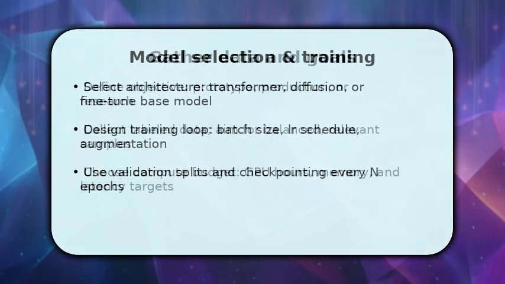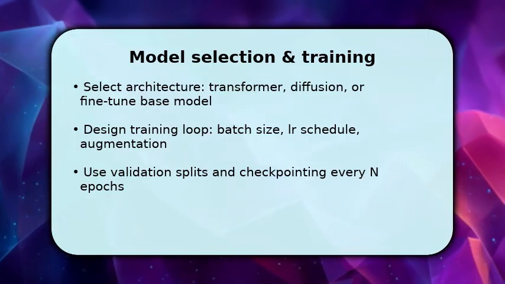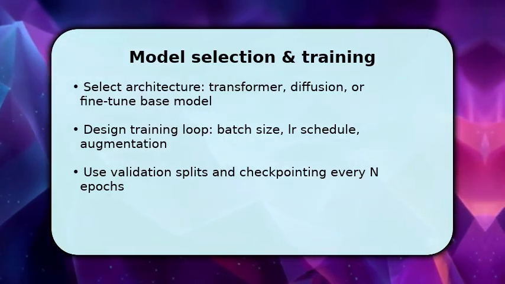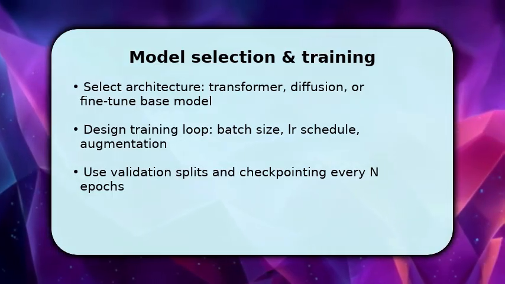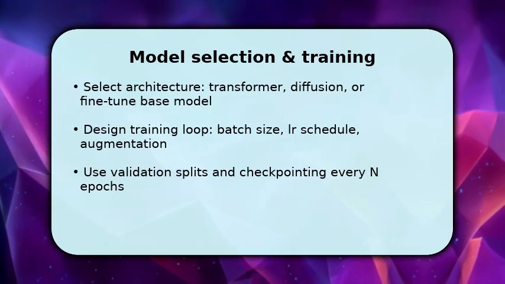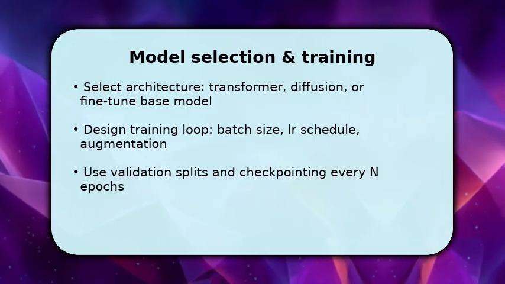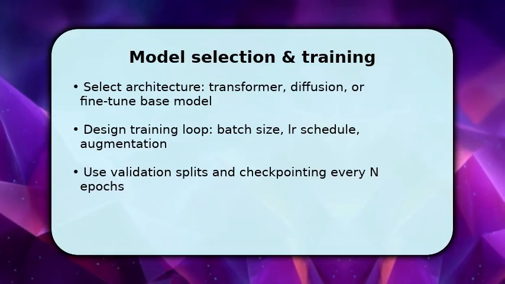You choose a model family appropriate to the task: transformers for text, diffusion for images, or fine-tune a robust base model to save time. Next, configure training hyperparameters, batch size, learning rate schedule, gradient accumulation, and add augmentations where they improve generalization. Make sure to implement regular validation checks and automated checkpointing so you can resume and analyze failures.